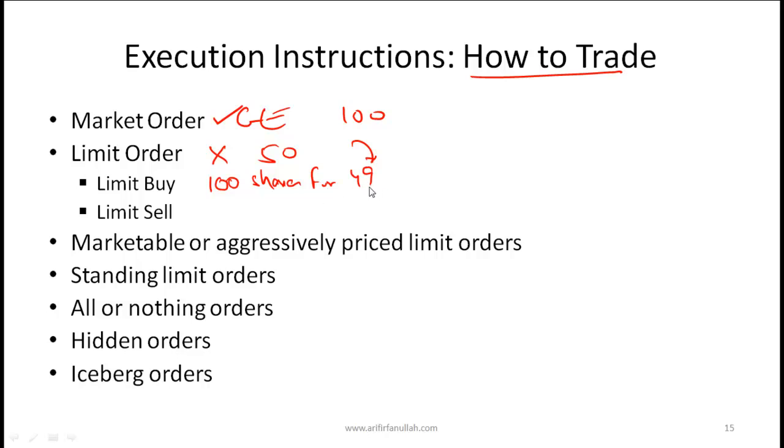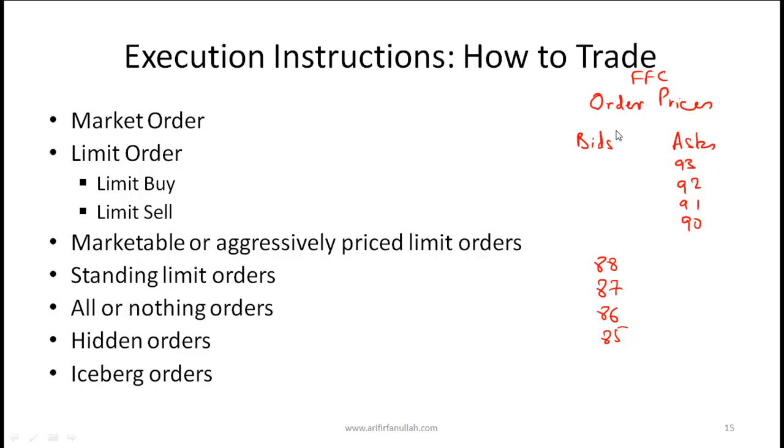A limit sell is somewhat similar, except now you are saying that you want to sell if the share price is at 52. A limit sell at 52 means you are telling your broker that if the price goes up to 52, then sell, otherwise hold on to the share.